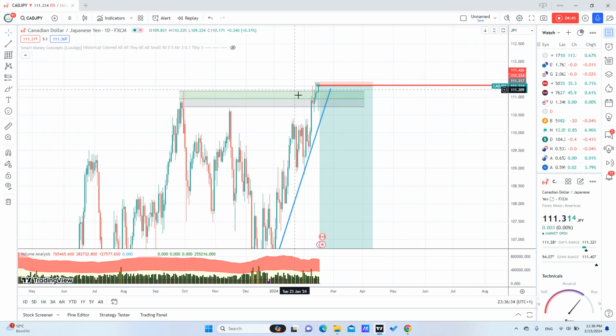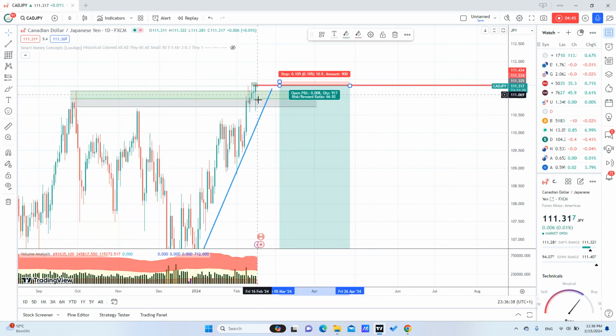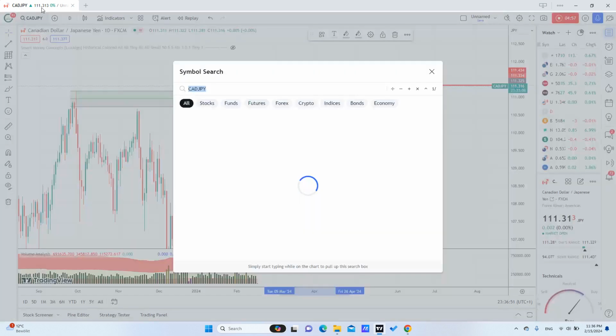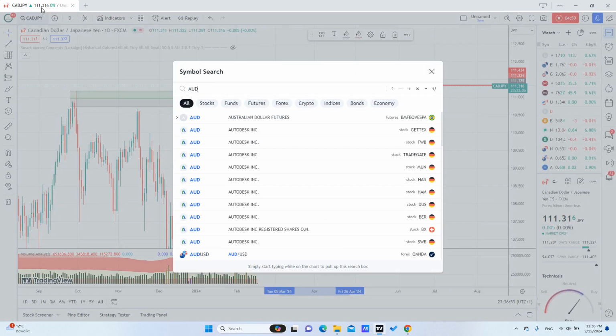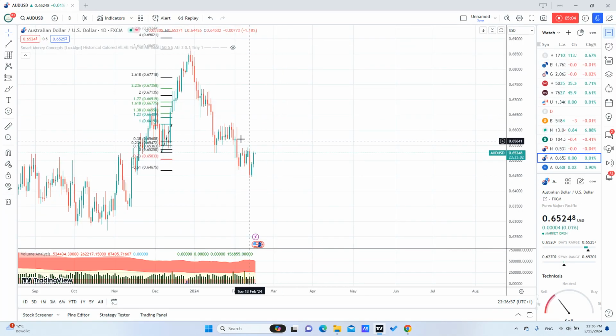Of course, we have this close, the daily close looks very bullish, but actually, I have learned that lower time frames are more accurate than higher time frames. Another example for that is the AUD USD. I will show you a very beautiful example.